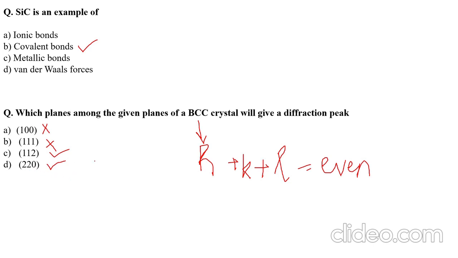Okay, so based on this general rule which says that H plus K plus L is even for a BCC crystal, you can identify which are the allowed reflections and what are the planes that you can identify in your XRD. Is it clear?